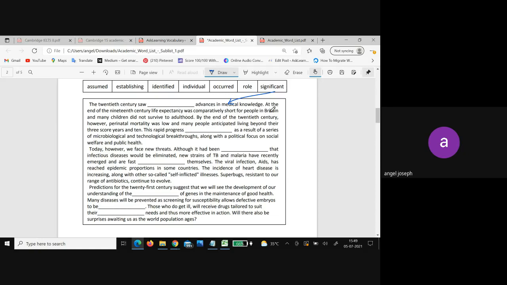So let me quickly read it. At the end of 19th century, life expectancy. What is life expectancy, guys? Time period for which you're going to live. Yes. So basically, the age span, or age limit, we can say, right? So life expectancy is the total time that any particular person is going to live.